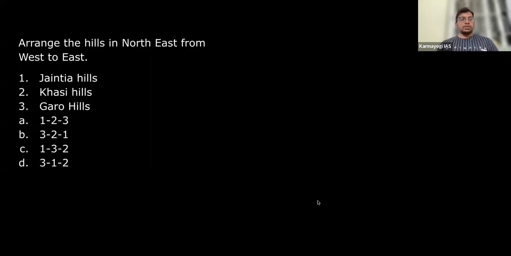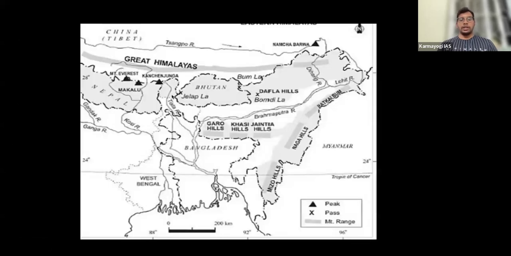Next, they are asking about the northeast hills now. After north, they are asking about the northeast hills. Let's see. Jaintia, Kasi, Garo. They are asking to arrange from west to east. So Garo, Kasi, Jaintia. Garo is the westernmost, then Kasi, then Jaintia. So 3, 2, 1 is the answer. Yes, we got the answer B. So if you look here, Garo, Kasi, Jaintia from west to east.